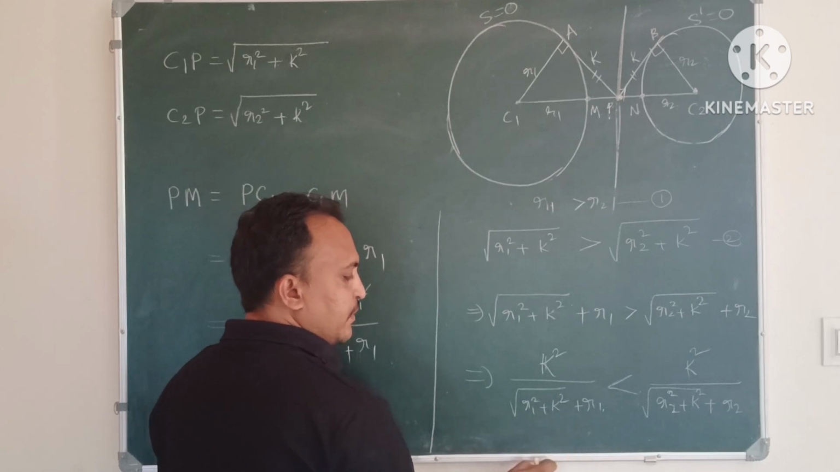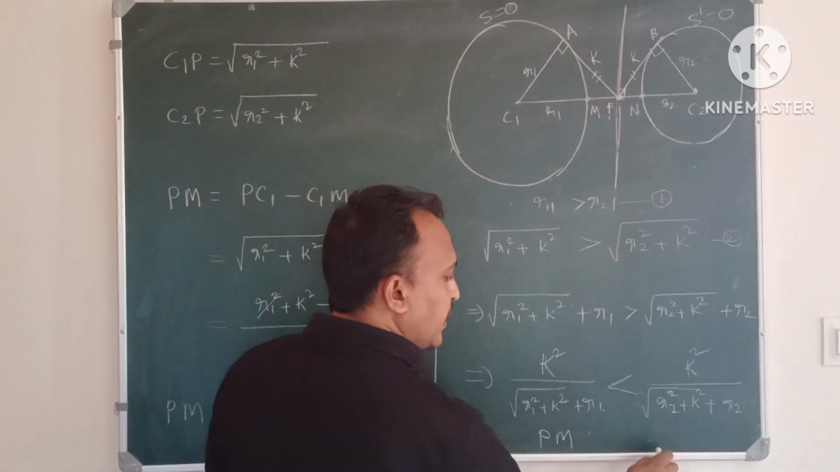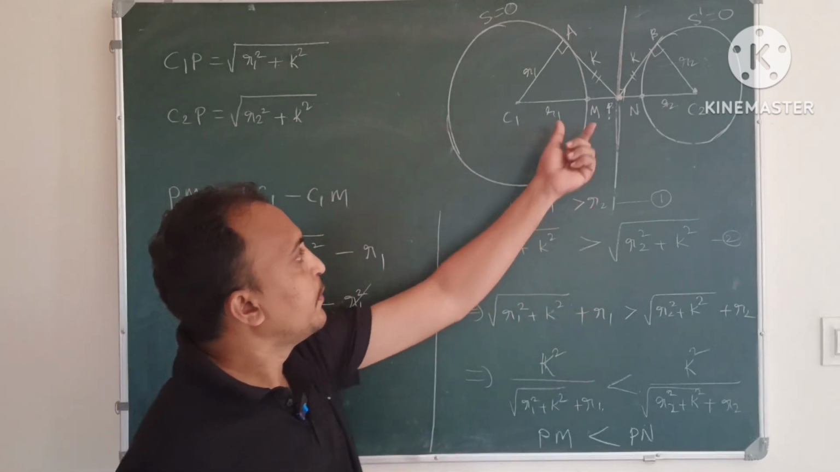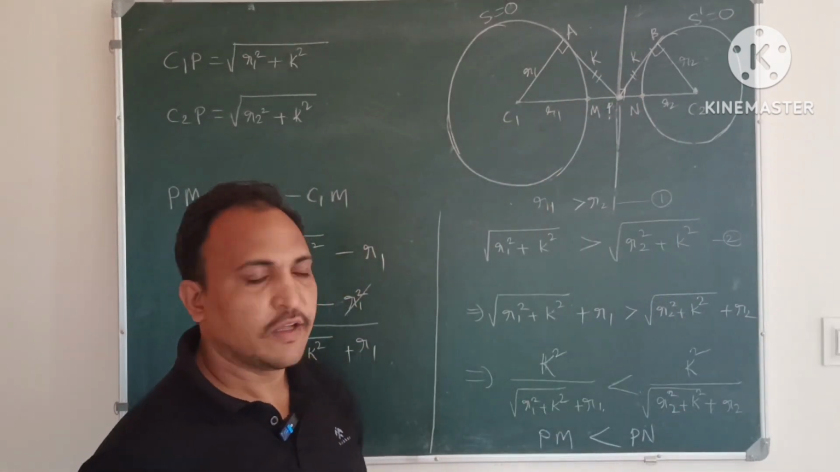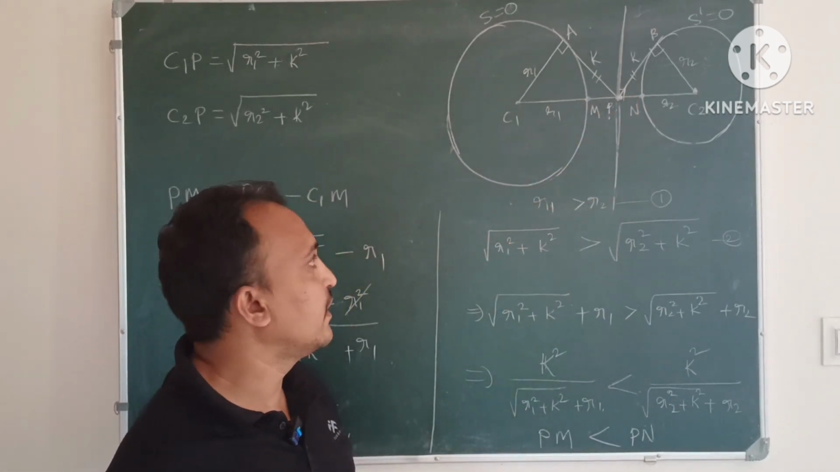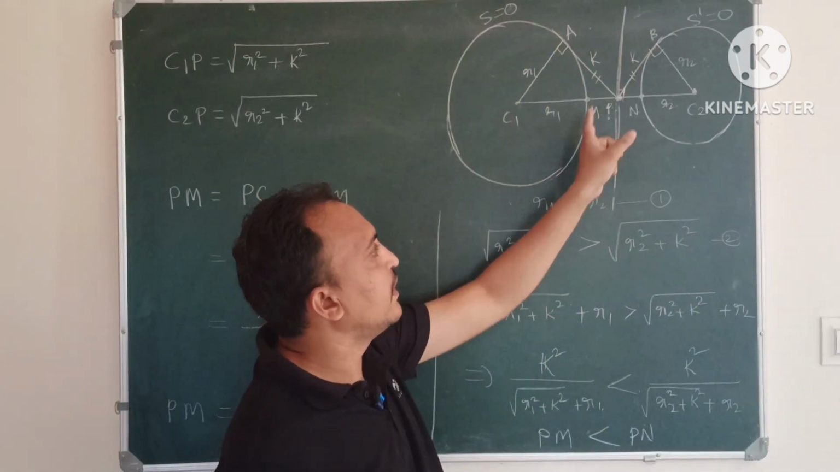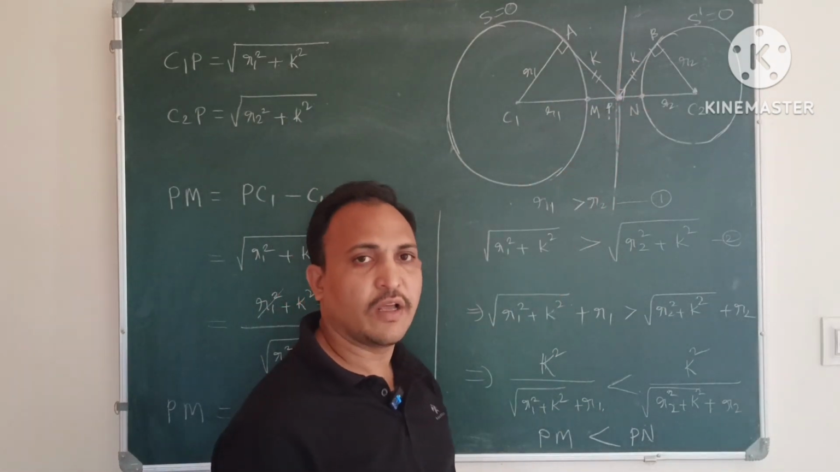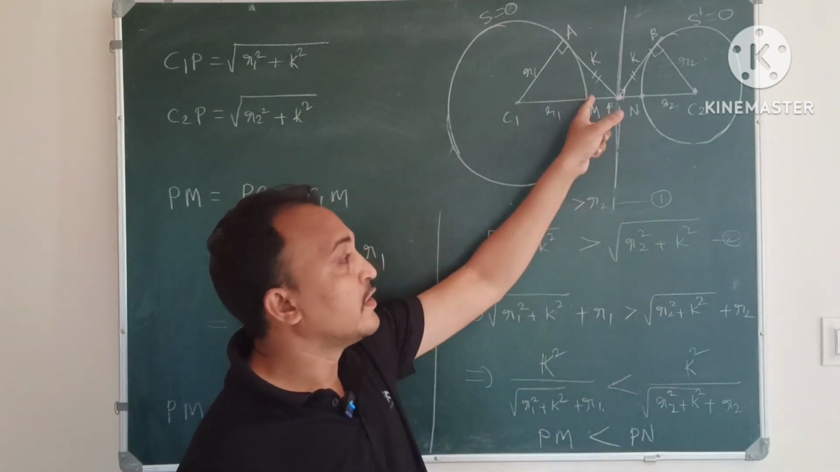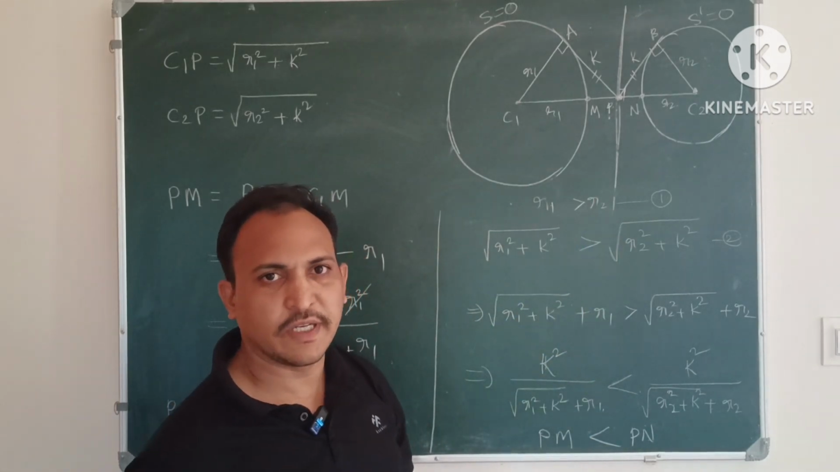That means this is nothing but Pm, right? We got Pm. This is nothing but Pn. That means Pm is less than Pn. Pm is less than Pn we got. This is the smaller distance than this. What is the meaning of that? So, the circumference of the big circle is nearer to the radical axis, or clearly you can say the radical axis is always nearer to the circumference of the big circle. So, this is property number 3.